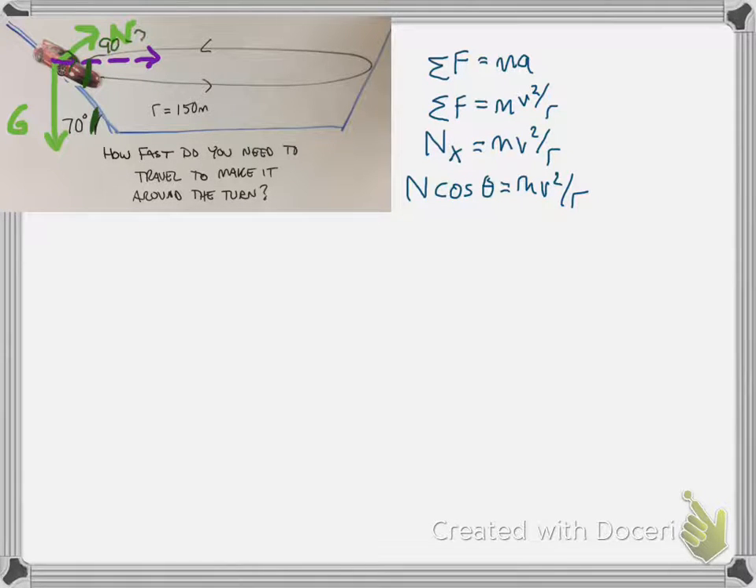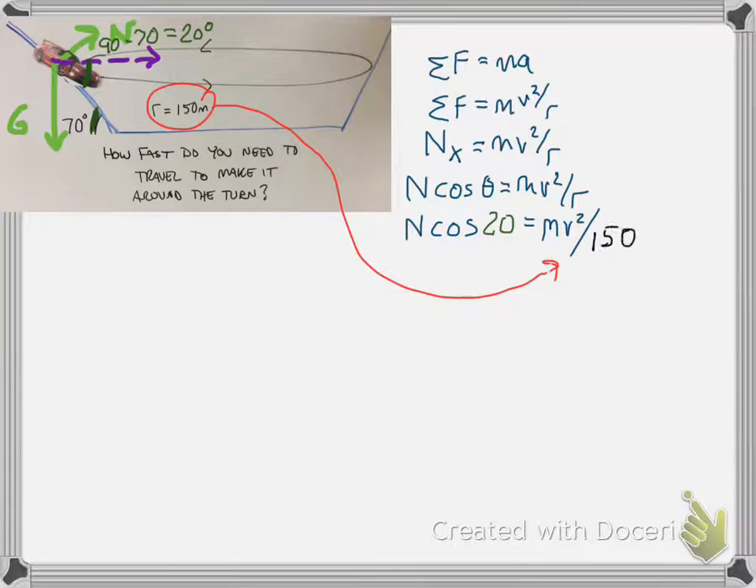Our reference angle is actually 20 degrees because we have alternate interior angles of 70, and then that means that the end part up there is the complement of that, which is what's left over, minus 90, so it's 20 degrees. So we bring that down in here, and we have N cosine 20 equals mv squared over r. And the radius is 150.